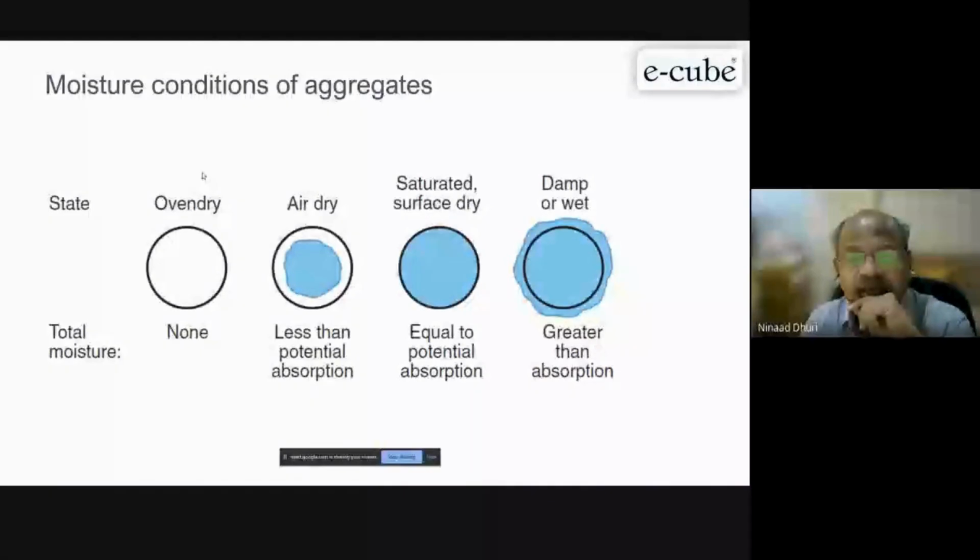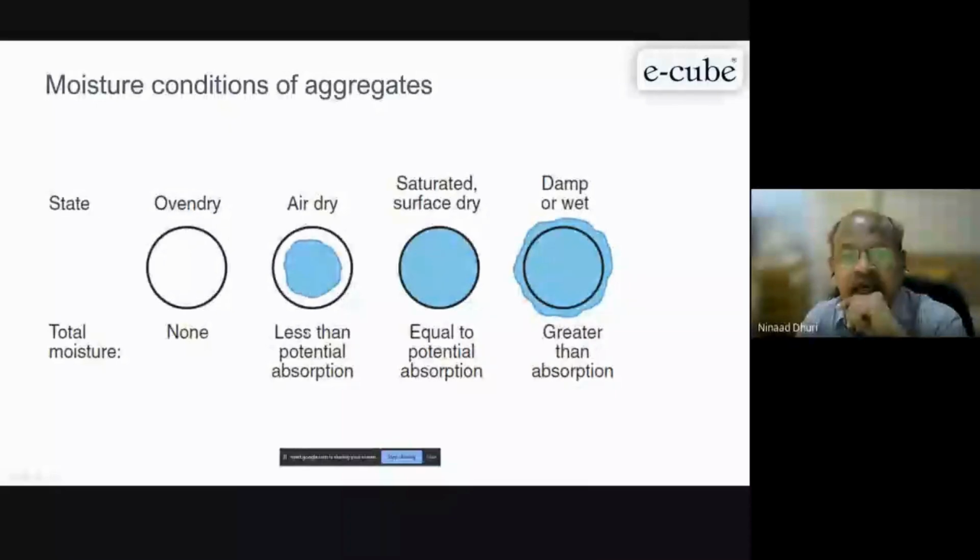Suppose you take one grain of aggregate, it is always going through the whole process of these conditions. One is bone dry. There's no moisture in this. This is only possible when you are doing a test for water absorption: put it in the oven for 24 hours until constant weight, and then you find the initial and final weight.